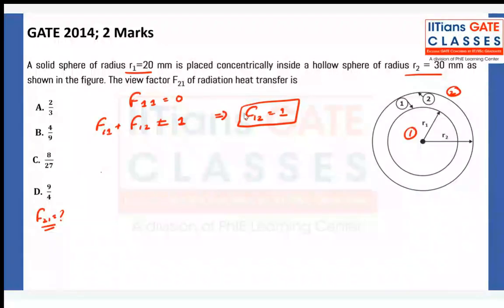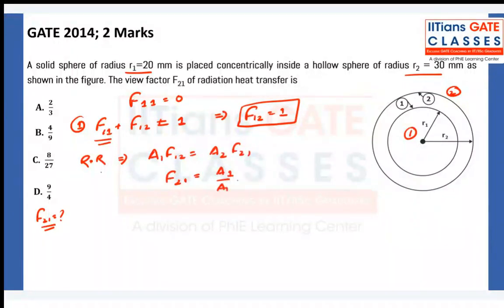Okay, chalo. This is the summation rule for body 1. Then we can apply the reciprocity rule. So A1 F12 is equal to A2 F21. For F21, I need to calculate A1 by A2, and this is 4 pi R1 square by 4 pi R2 square, that is R1 square by R2 square. That means 20 square by 30 square. So it will be 4 by 9. Yes.